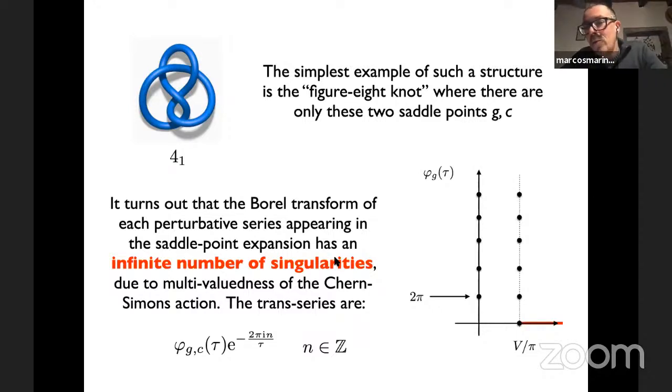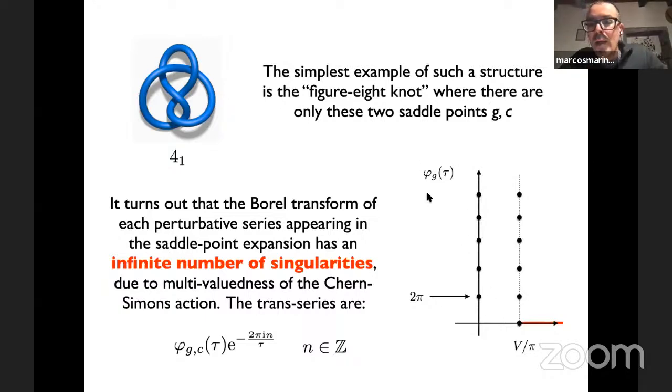And this has the surprising consequence that when you look at the Borel transform of this power series, you find not just one singularity, but two infinite towers of singularities in the complex plane. So let's consider, for example, the expansion around the geometric connection, which is a very canonical object in hyperbolic geometry. This actually corresponds to the asymptotic expansion of the Jones polynomial.